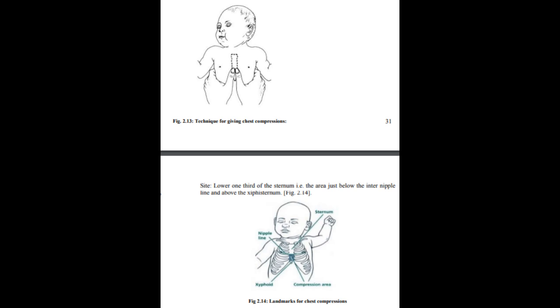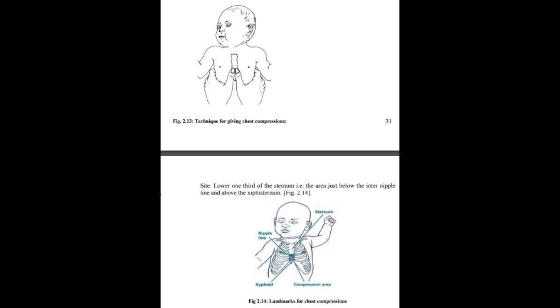After 30 seconds of chest compression and ventilation, evaluate heart rate and make your decision based on the heart rate. If heart rate is below 60 per minute, continue chest compression and ventilation. If heart rate is above 60 per minute, discontinue chest compression, whereas ventilation should be continued till the heart rate is above 100 per minute and the neonate is breathing spontaneously.